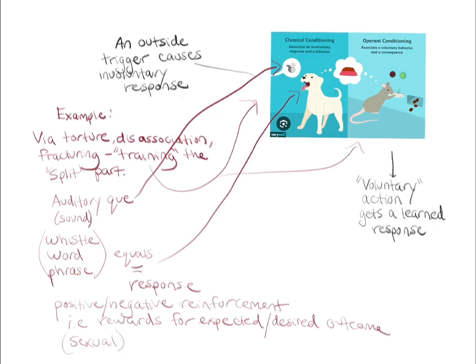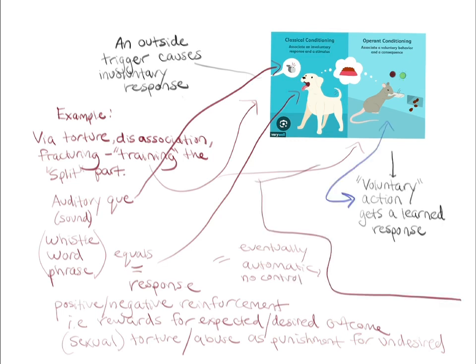It's positive and negative reinforcement. That would be a positive reinforcement. Positive reinforcement is rewards for the expected or desired outcome. Negative reinforcement would be, in this case, torture, sexual torture, abuse, as punishment for not doing what they want someone to do. Eventually, this all becomes automatic. There's no control.